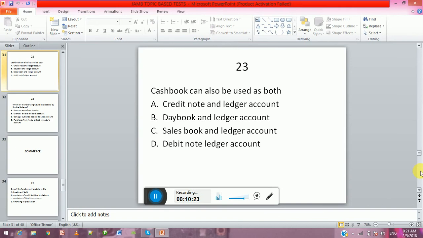Cash book can also be used as both A. Credit note and ledger account, B. Day book and ledger account, C. Sales book and ledger account, D. Debit note and ledger account.